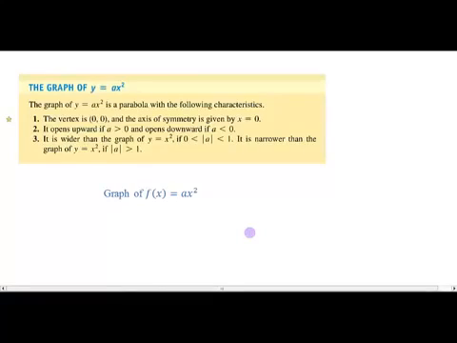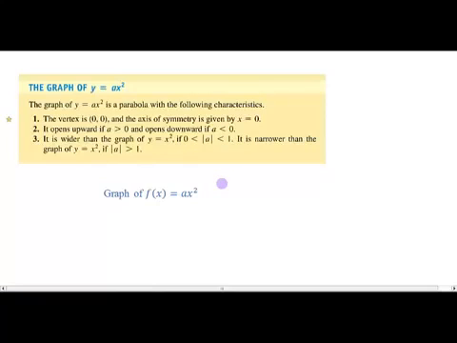The graph of y equals ax squared is a parabola with the following characteristics. Our vertex is going to be (0, 0), and the axis of symmetry is given by x equals 0. Remember, x equals the x part of the vertex, so here it's just x equals 0. It opens upward if a is greater than 0, if a is positive, and it opens downward if a is less than 0, if a is negative.